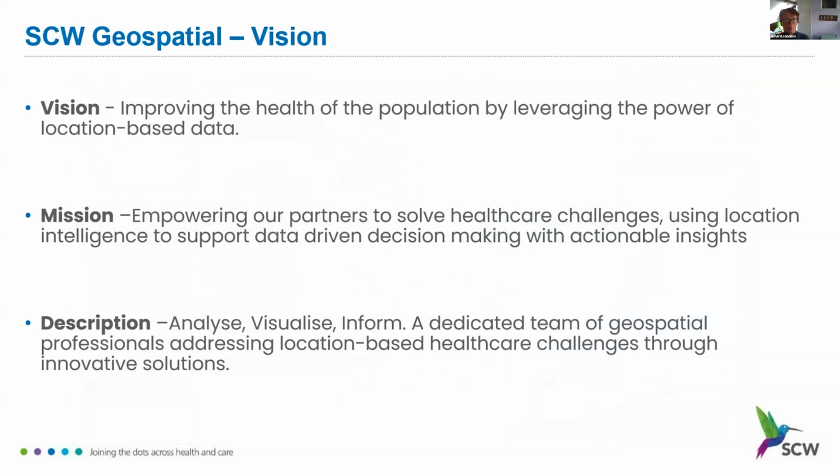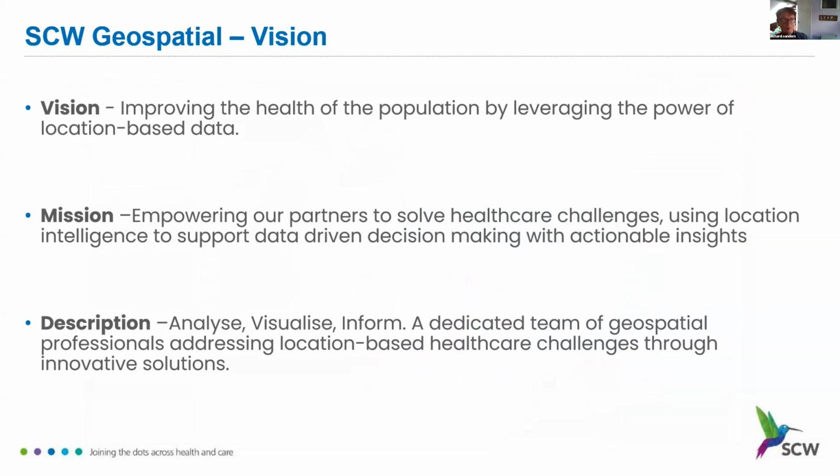So like many organisations, we've got a vision, mission and description. I don't usually like reading out slides. I prefer them to add context to what I'm saying. But I think it's useful to have these. So as a team, SCW Geospatial, our vision is improving the health of the population by leveraging the power of location-based data. So that's why we're here for the DataViz Group.